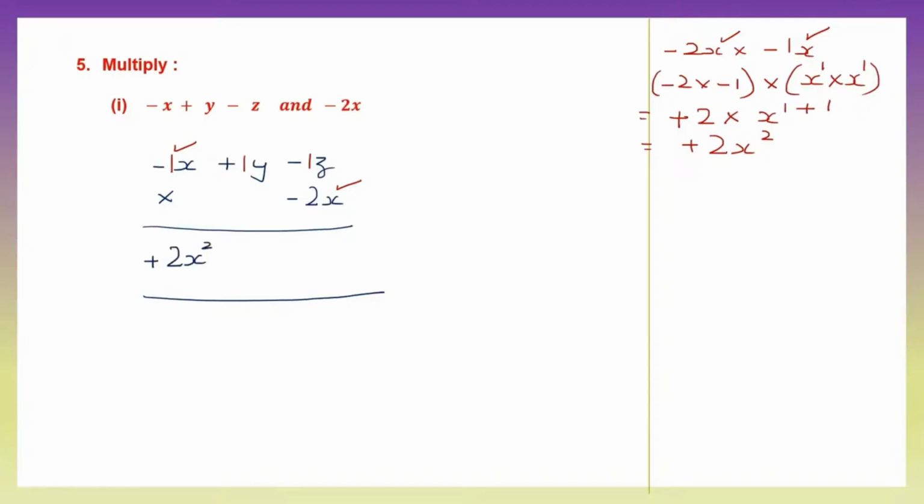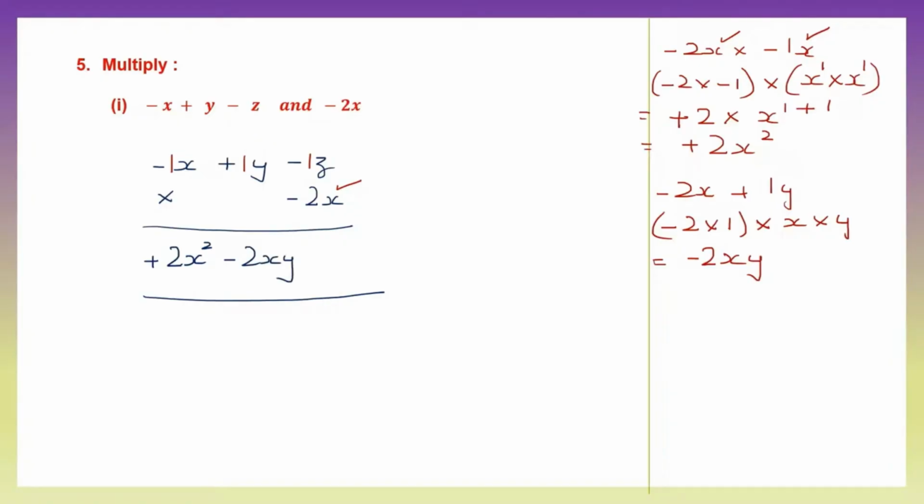Okay, now let's take minus 2x and plus 1y. Now let's take the numbers minus 2 into 1. Okay. And then let's take the literals. We have 1x and we have 1y. So when we multiply this, we write minus into plus is minus. 2 1s are 2xy. So that becomes minus 2xy. So we finished multiplying with this.